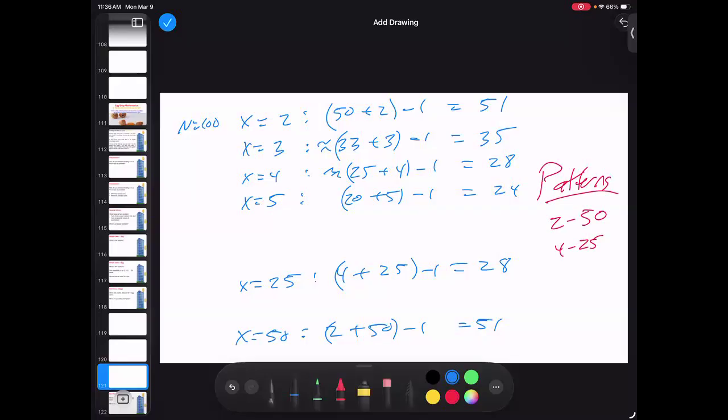So to get more data for this, what number should I check over here? 20. So if I do 20, I would have 100 over 20, which is 5, plus 20 minus 1 is 24. So maybe try 10. If I do x equals 10, I would get 10 plus 10 minus 1 is 19. It turns out that's the best.